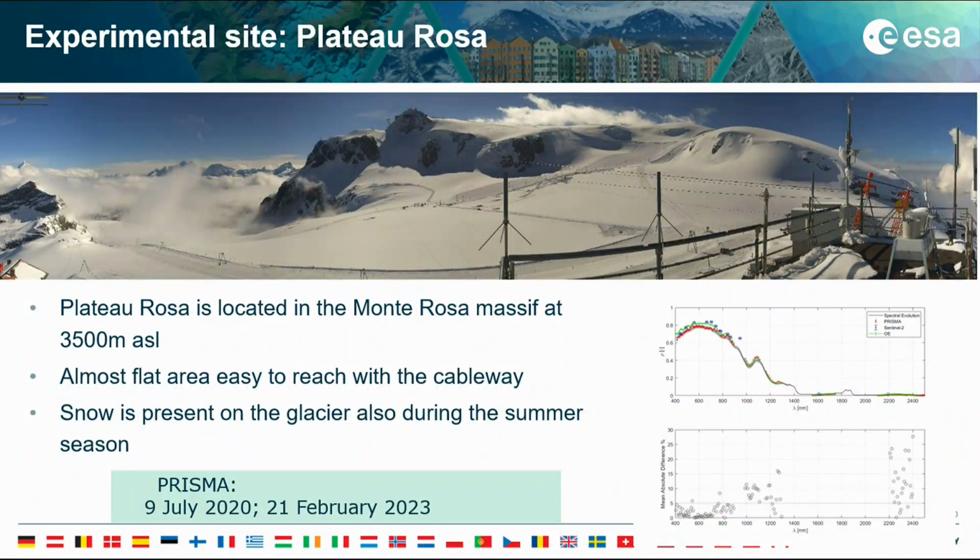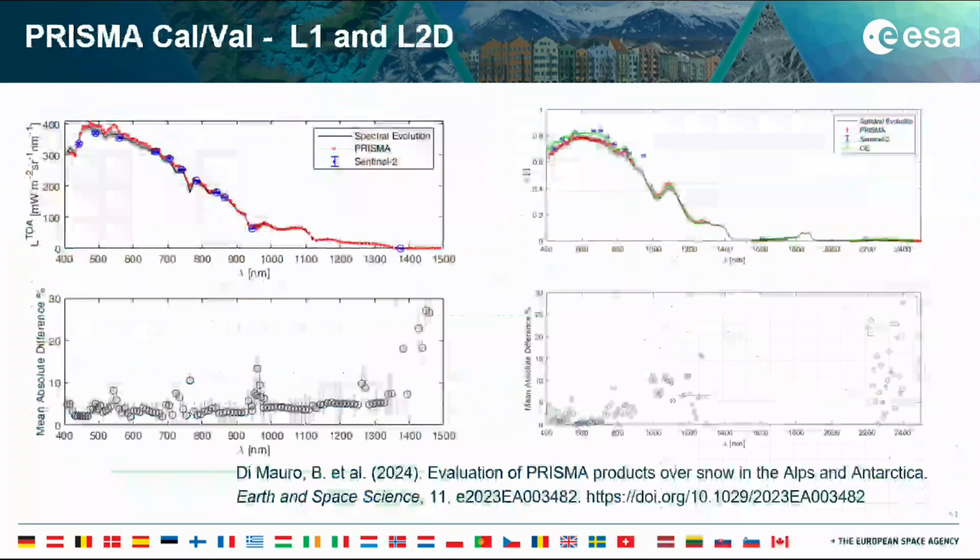And these are results from Plateau Rosa. Plateau Rosa is a quite perfect place because it's very easily reachable by the cableway, and we can go to this area mainly. In this area, which is quite flat, we measure the spectral reflectance in the field and propagate the signal to the top of the atmosphere to see if the radiance at the top of the atmosphere is observed in a good way by PRISMA, and also to have a match-up of the top of surface reflectance, so to understand if the atmospheric correction of PRISMA is working fine in a quite homogeneous area.